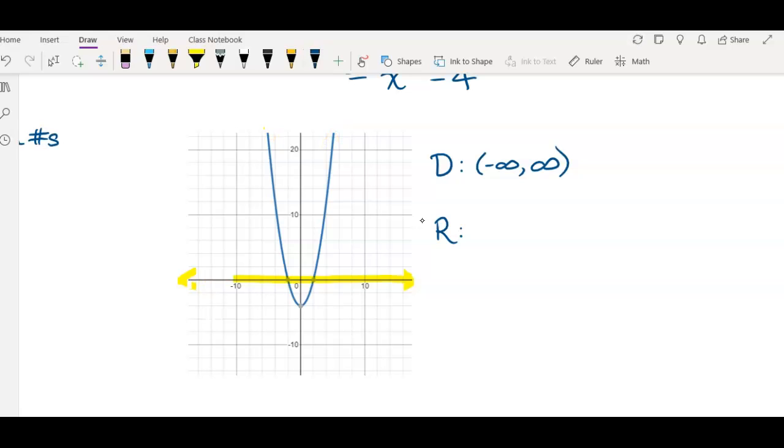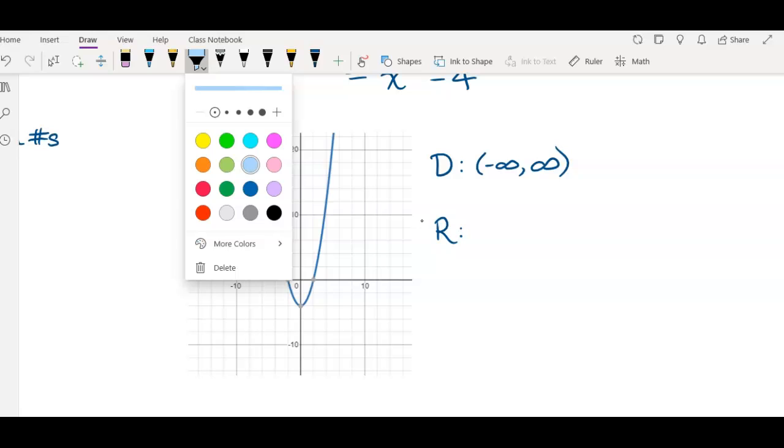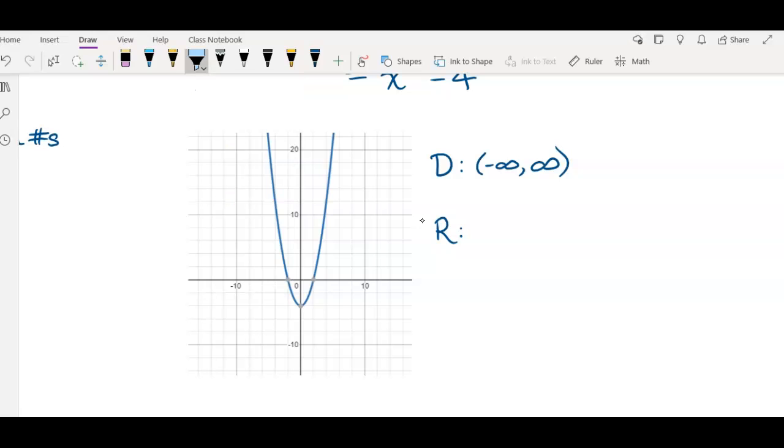Next, let's take a look at the range. My range is where on this y-axis there's graph. I'm looking left and right now. There's no graph to the left or the right until I get to here. And then there's graph on the left and on the right, actually, all the way up. So we say, well, what is this point right here? This is the point -4. So from -4 to infinity, we have our range.